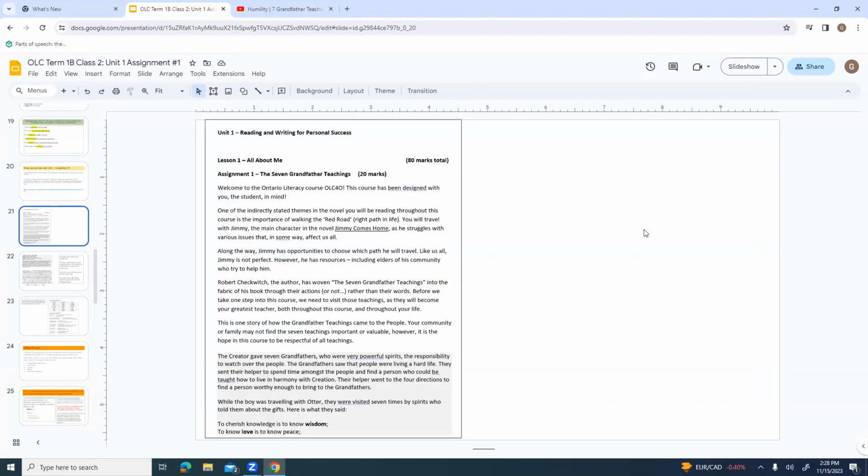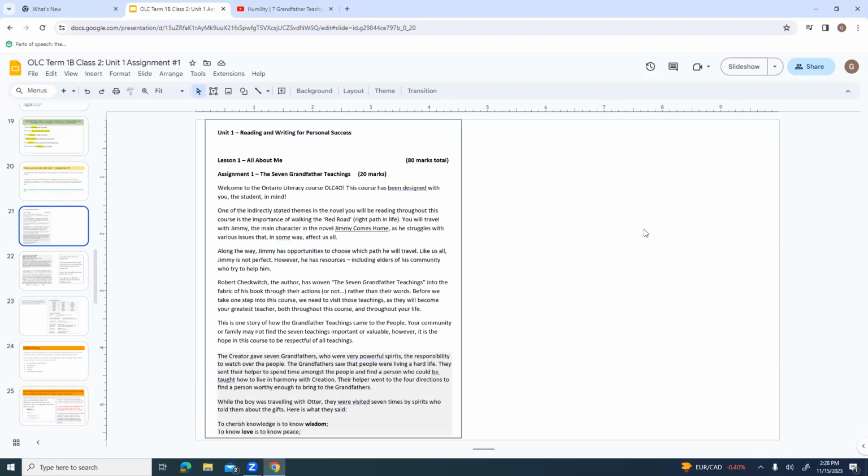Okay, so here's the actual assignment. Lesson 1 is 5 assignments, and all those assignments together is worth 80 marks. But assignment 1, which is the one we're working on today, is just 20 marks, okay? So it says here, welcome to the Ontario Literacy course, OLC 40. The course has been designed with you, the student, in mind.